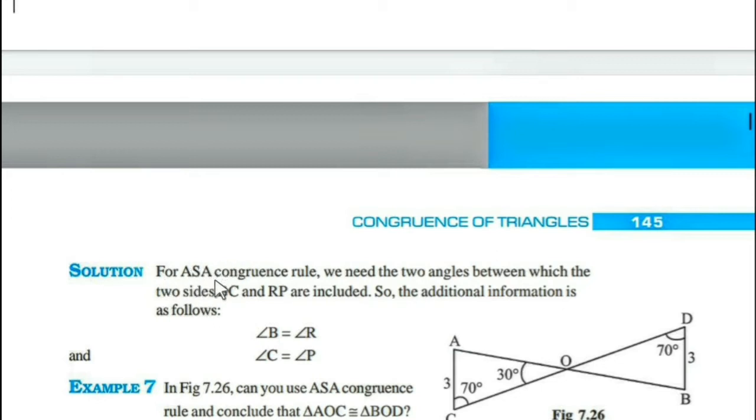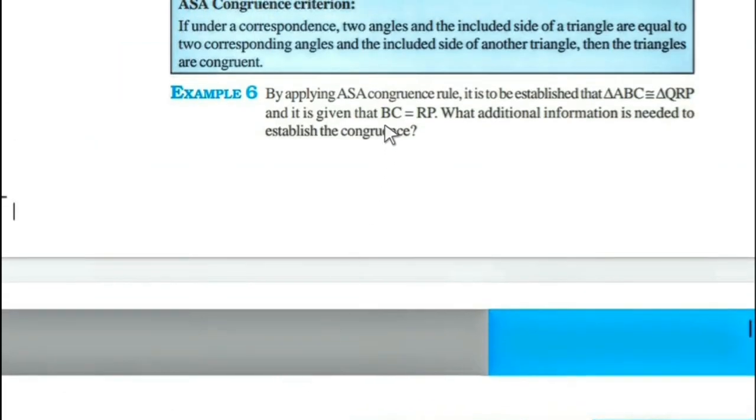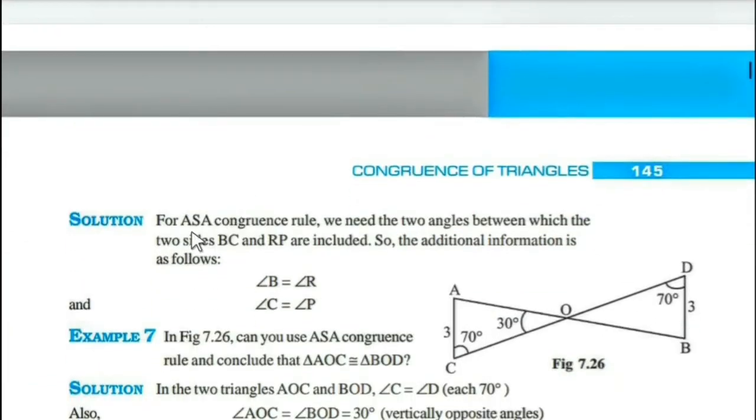Angle side angle. So we have got sides. Okay. Sides equal they have given. Now we want two angles. We need the two angles between which the two sides BC and RP are included. So the additional information is as follows: angle B equal to angle R and angle C equal to angle P. So this additional information is needed.